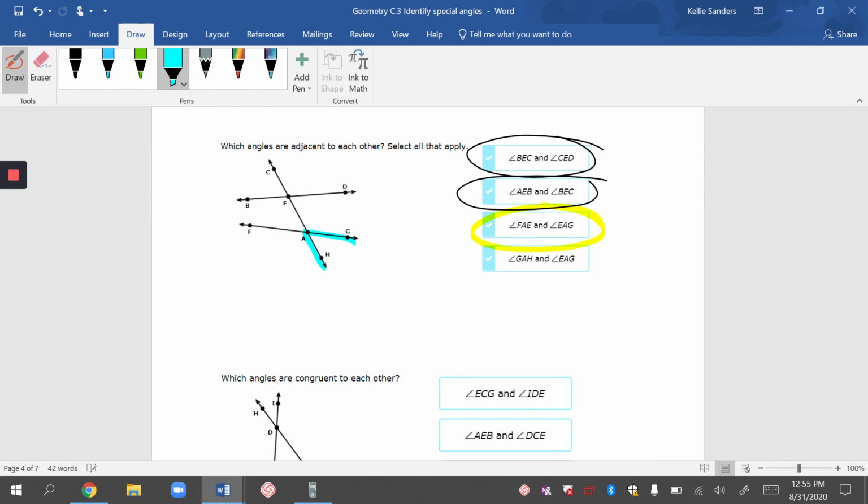GAH, EAG. Okay, so GAH, EAG, they share that side. Those are connected. They're adjacent.